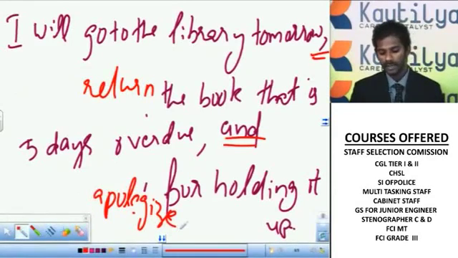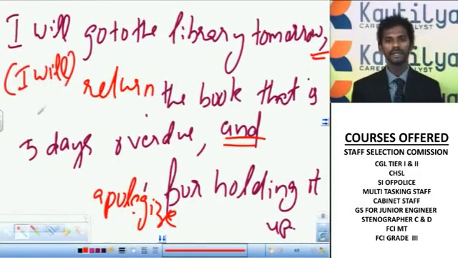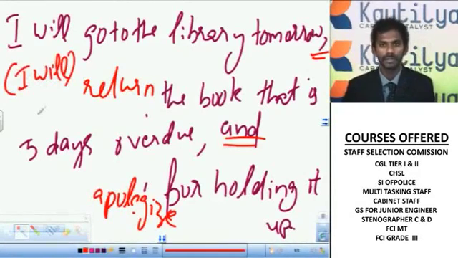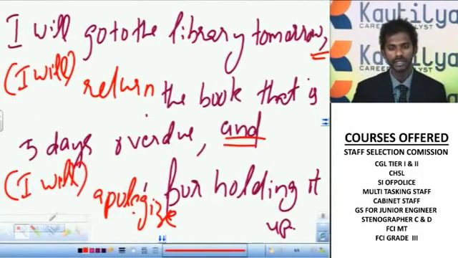So if I say I will go to library tomorrow, comma, return the book, it is same as I will return the book. I will is understood there. There is no need for you to repeat I will. So return the book is same as I will return the book that is 5 days overdue. And apologize is same as I will apologize. I will is understood here. There is no need for us to repeat I will out here.